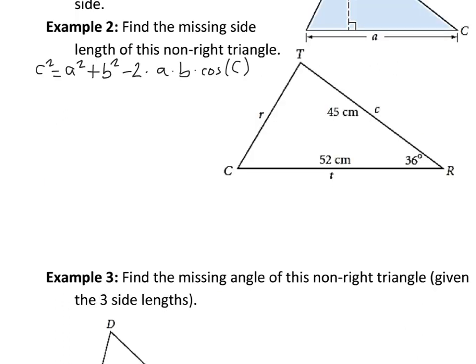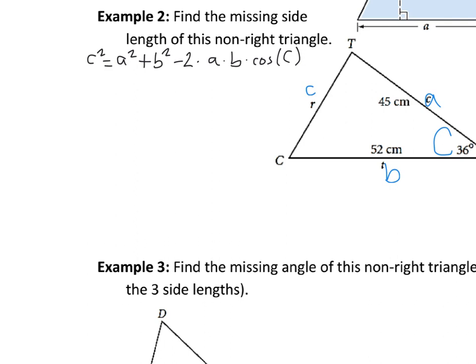All right, example 2, find the missing side length of this non-right triangle. So we're going to use the law of cosines. I went ahead and wrote that down for us as reference. And so let's go ahead and label our triangle. A and B are the two sides that we know. So this is A and this is B. So then this is the missing side length c, and then this is the angle C. So we go ahead and plug it in.